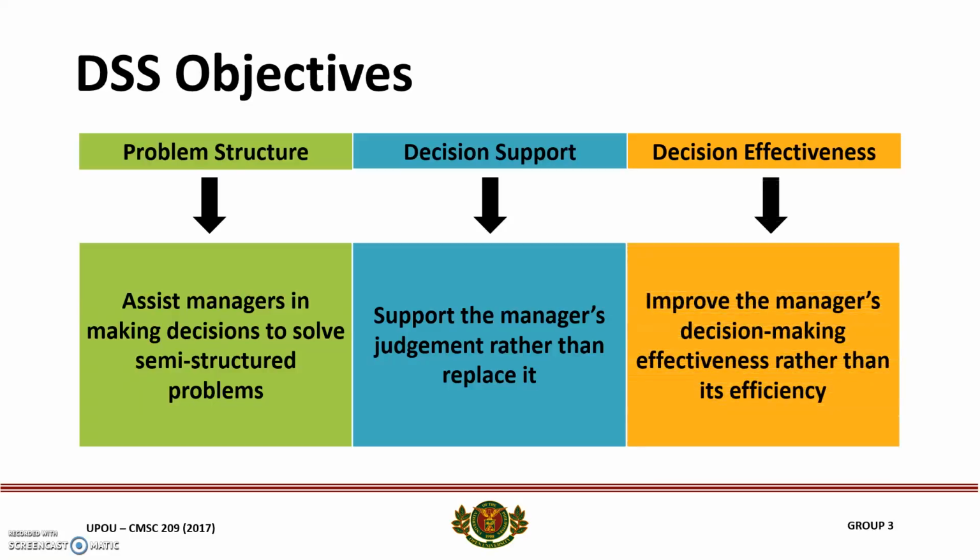The last objective is to improve the manager's decision-making effectiveness rather than its efficiency. The DSS should assist the manager in coming up with the best possible decision rather than coming up with a decision at the shortest possible time. The quality of the decision made with the use of a DSS should never be sacrificed for speed.